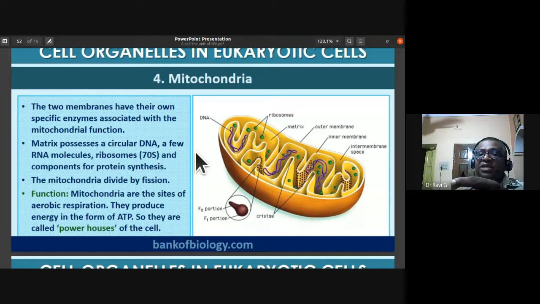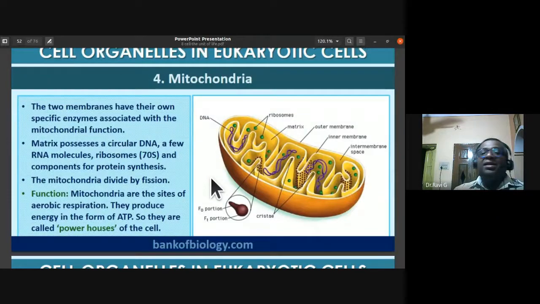The third step of respiration is the Krebs cycle or citric acid cycle, which takes place in the matrix of mitochondria, because they have enzymes for the Krebs cycle only in the matrix of the mitochondria. Why does glycolysis take place in the cytoplasm? Because all the enzymes required for glycolysis are present in the cytoplasm of the cell.